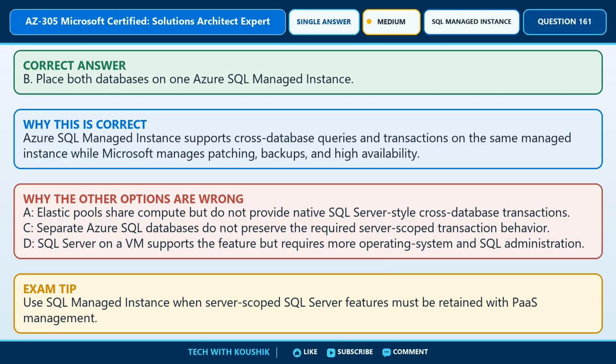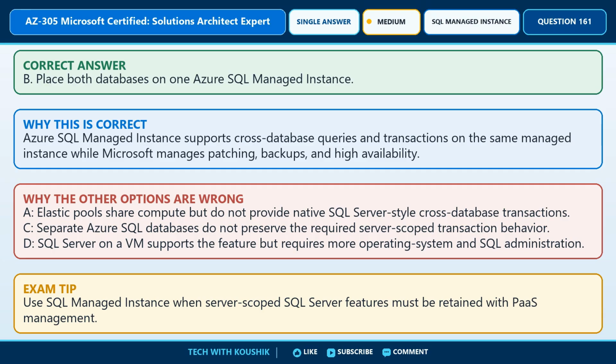The required response is option B, place both databases on one Azure SQL Managed Instance. The key reason is Azure SQL Managed Instance supports cross-database queries and transactions on the same managed instance, while Microsoft manages patching, backups, and high availability.